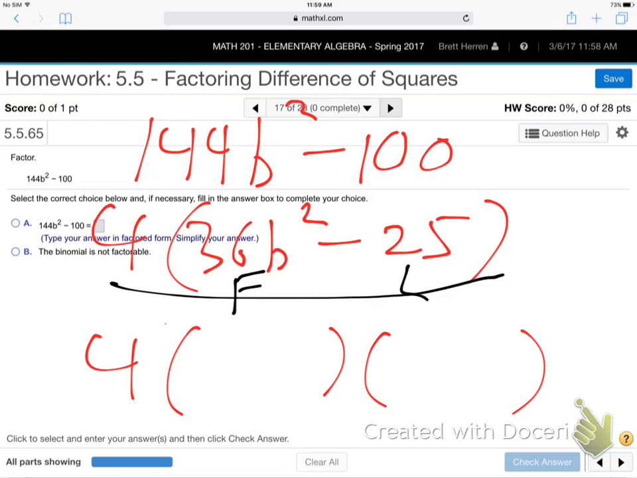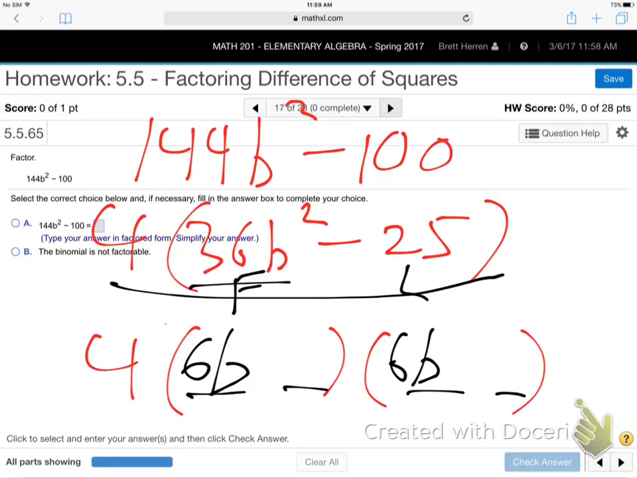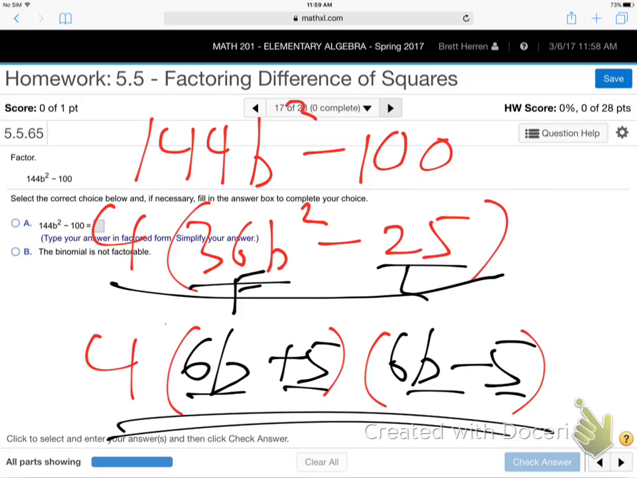And then front times front to be front. 6b, right? And last times last to be last. 5. Yeah, 1 plus 1 minus to make negative 25. Now that's correct. That's the right answer. Is that good?